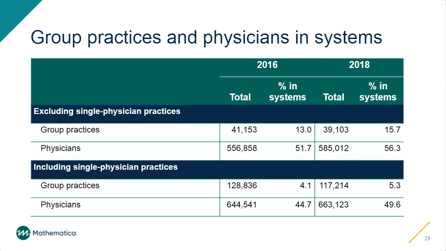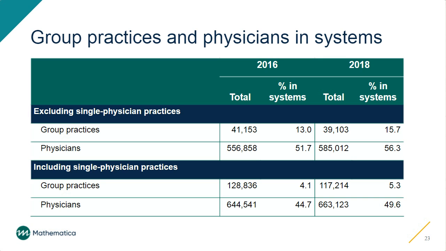If you look at what happened to physicians, the physician numbers went up. So fewer group practices, more physicians, from 556,000 to over 585,000. So if you look at the percentages, you see that those went up. The percentage of group practices in systems went from 13% to 15.7%. And then for physicians, the percentage went from just under 52% to over 56% in 2018.